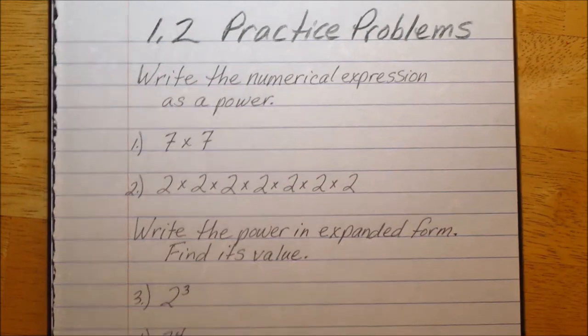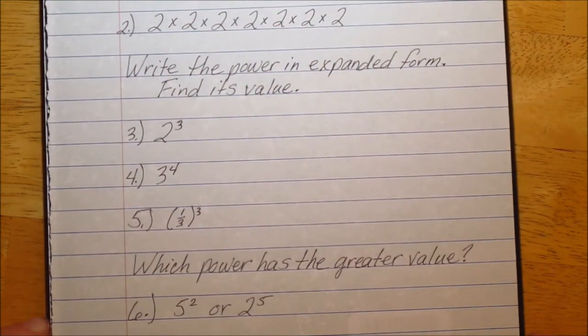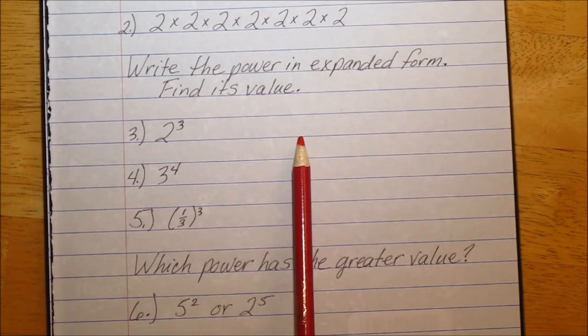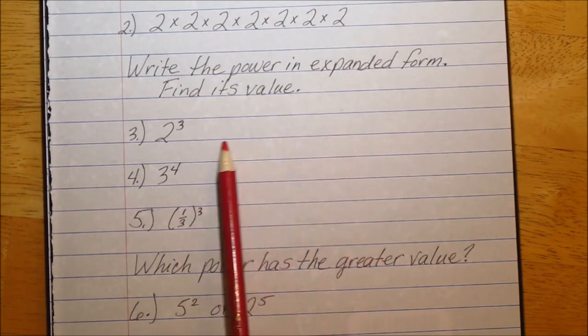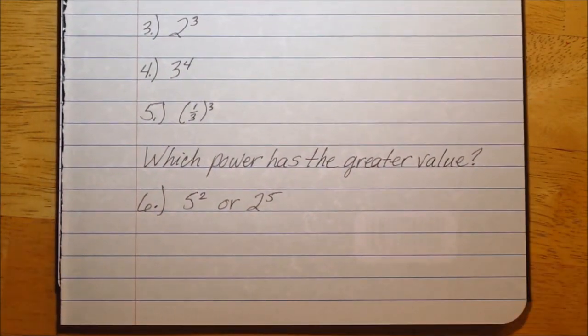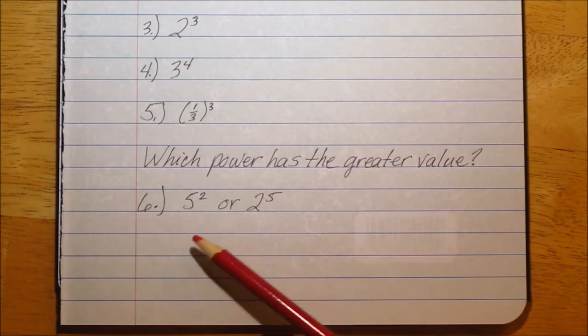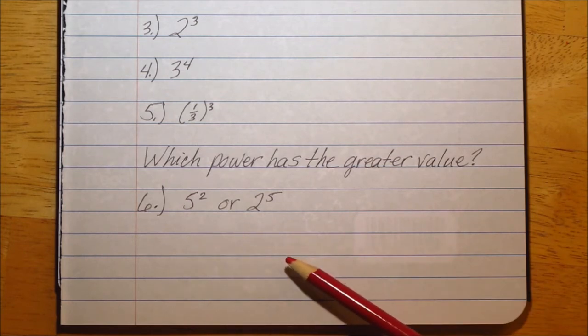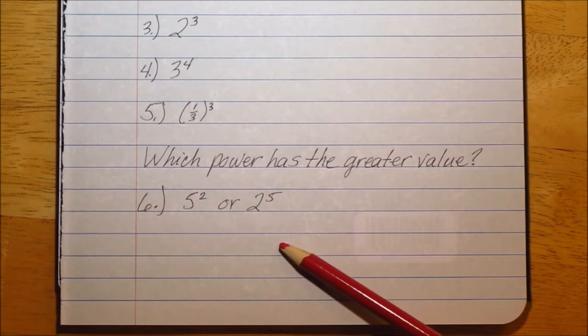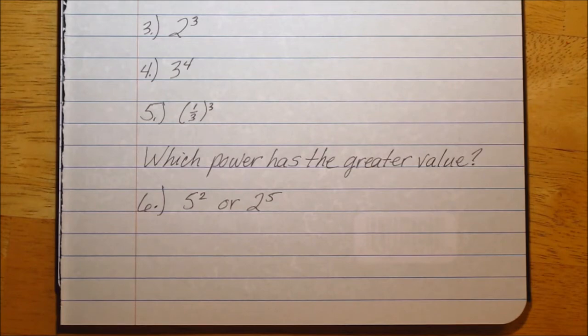The next ones are: write the power in expanded form and find its value. That's when you write the expanded form and figure out, when you multiply all of that, what does it equal, right? And then the very last one down here is which power has the greater value, this one or this one? This isn't the same one we did in our notes, is it? Oh shoot, it is. Sorry about that. So that should be easy. As long as you get that, you get that.